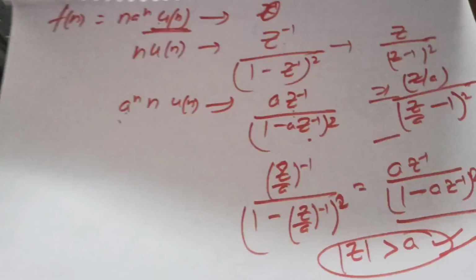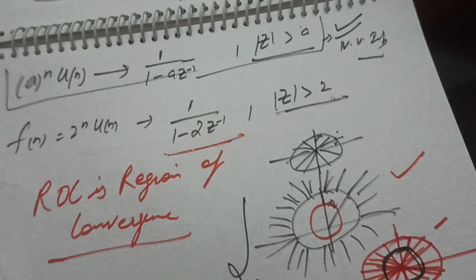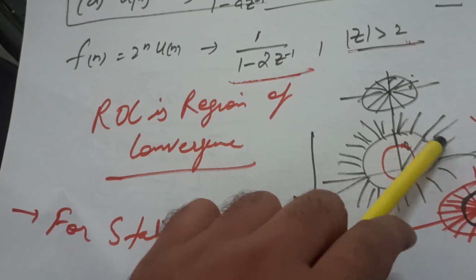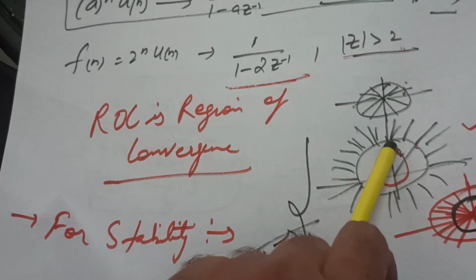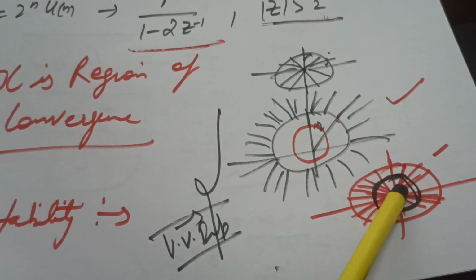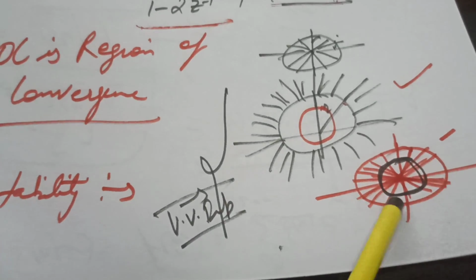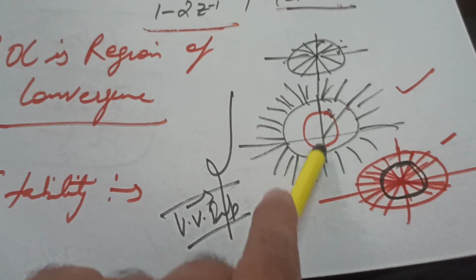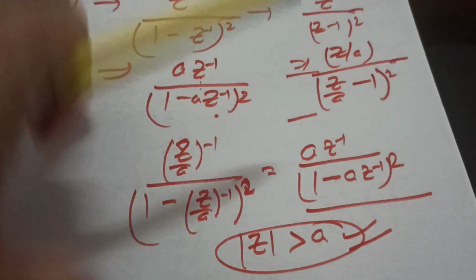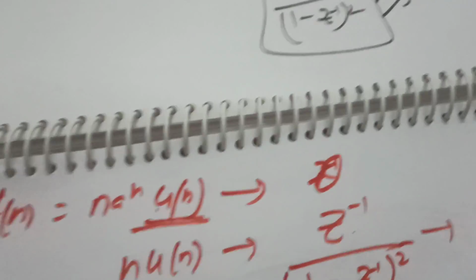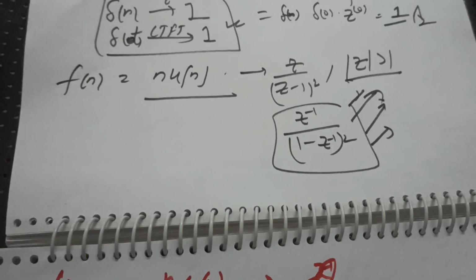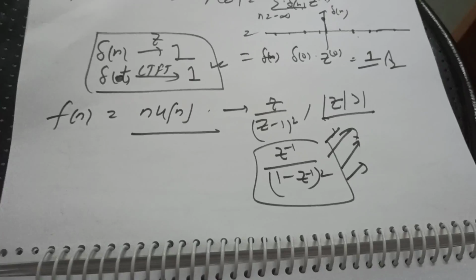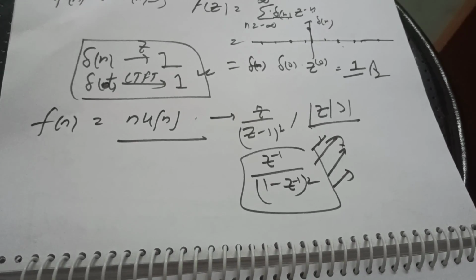And one more thing, this is for a causal system. Even if the system is non-causal, it can still be stable provided that the ROC contains the unit circle. Now a very interesting Z transform: what is the Z transform of delta n equals 1?